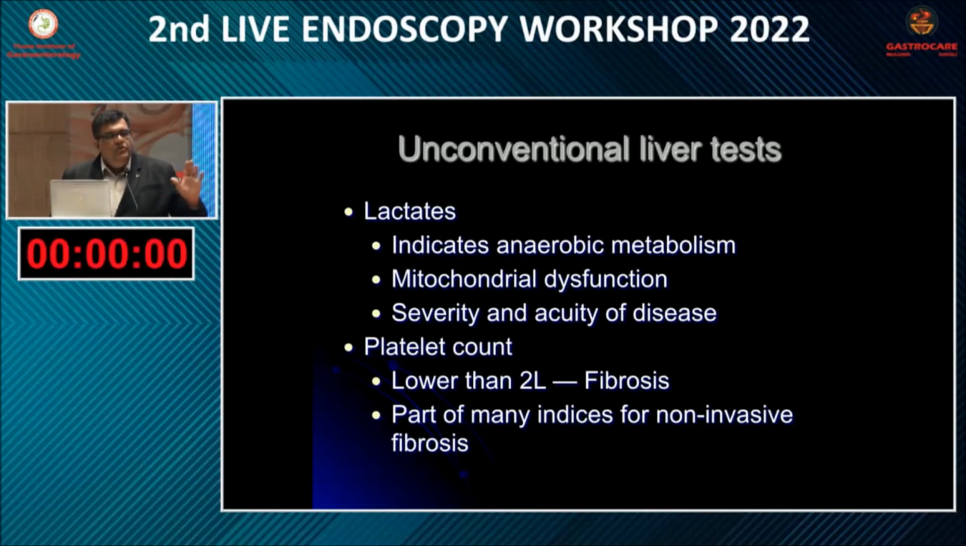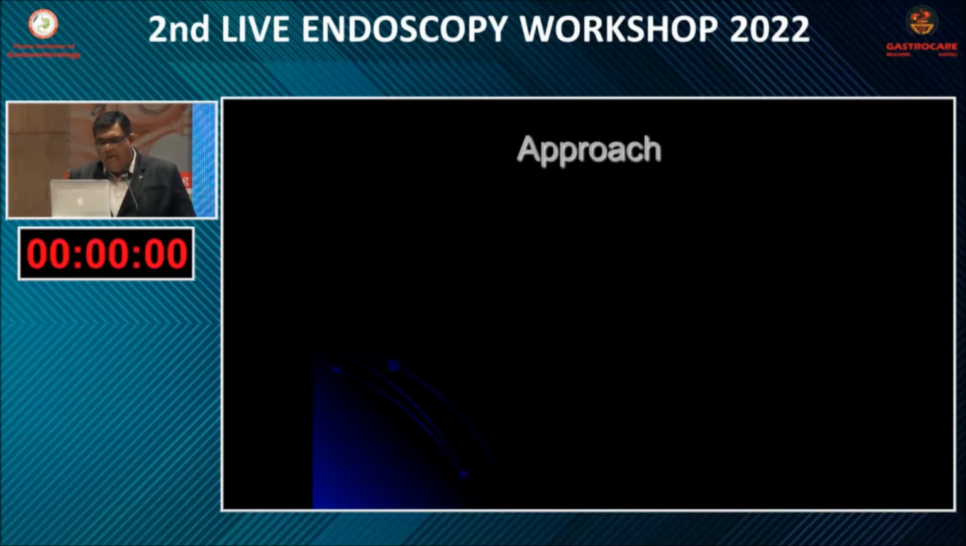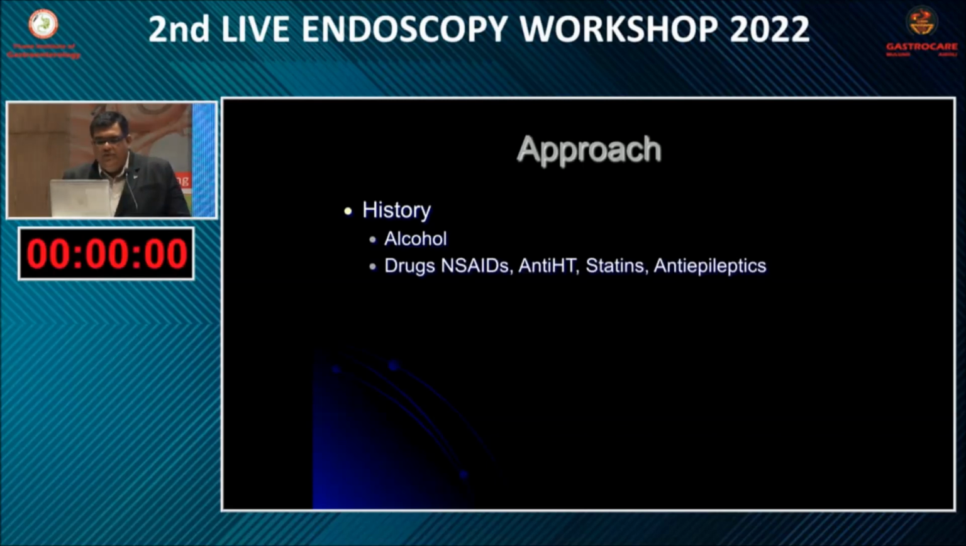So in a patient who has got fatty liver, you find a platelet count of 1,60,000, please look for cirrhosis in this patient. Send this patient for fibroscan and you will pick up severe steatosis and you will also find advanced fibrosis. So let's see what is the approach in these patients. You take a detailed history for the drugs, family history, alcohol, all these things. You look for history of drugs like NSAIDs, antihypertensive drugs, statins, antiepileptics.